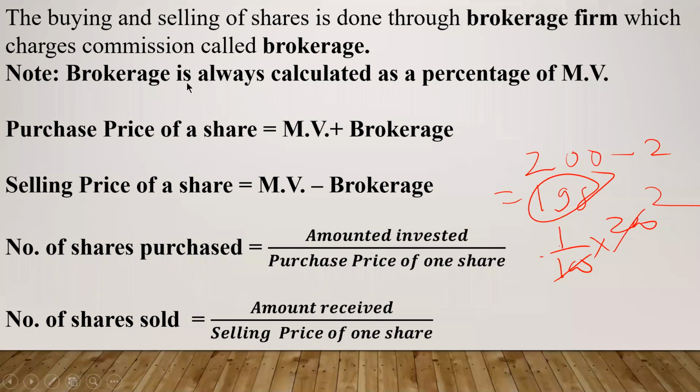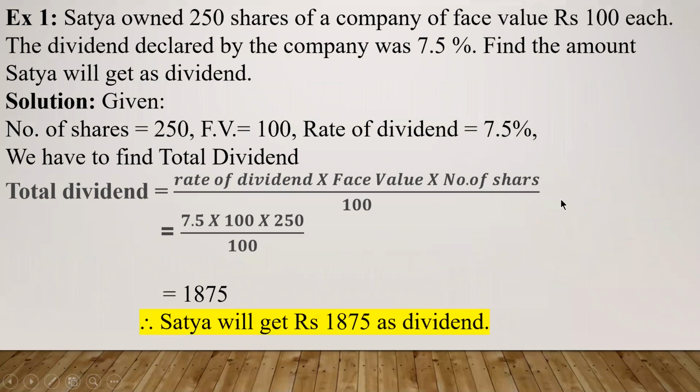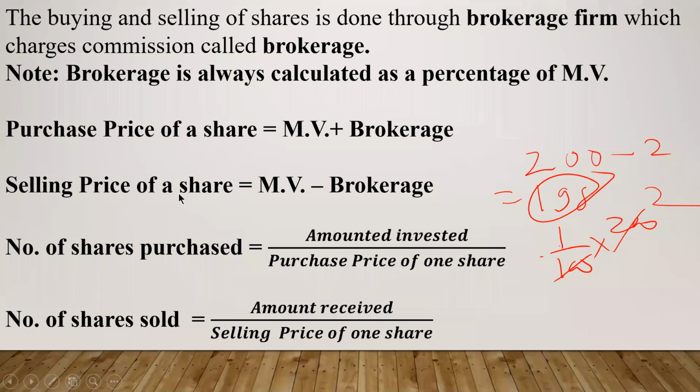So as I told you, brokerage is always calculated as a percentage of market value. So 1% brokerage है, मतलब 1% of what? Of market price. Market price is 200. So 1% of 200 will be 2. So I will not get exact 200 rupees. This brokerage amount will also be deducted. It will go to the broker or that brokerage firm. So 200 minus 2, that is 198. So in my hand I will get only 198. Okay. So selling price of a share is market value minus brokerage. So remember these two things. While purchasing, brokerage is added to the market price. While selling, brokerage is subtracted from the market price.